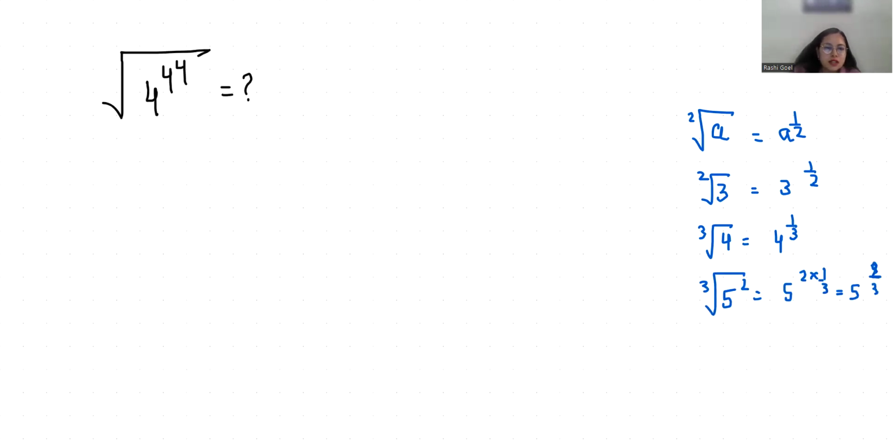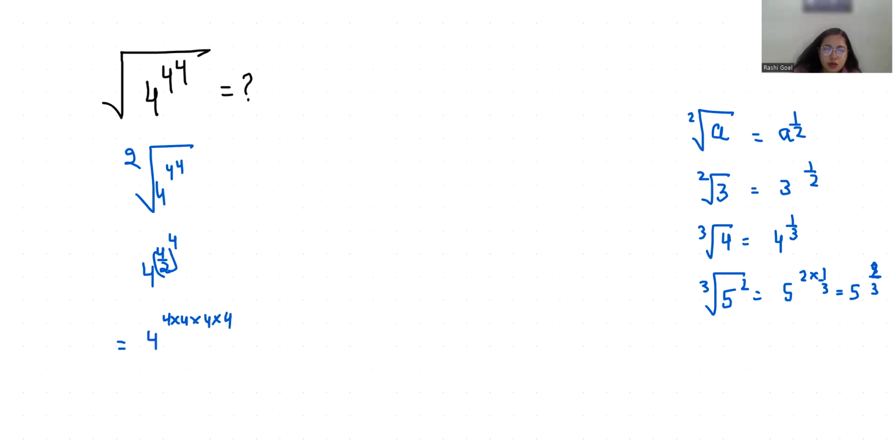So, similarly, this is square root 4 power 4 power 4. So, this I can write it as 4 power 4 by 2 power 4. So, this becomes 4 power 4 by 2 power 4. So, 4 times 4 times 4 times 4. There is no whole power.